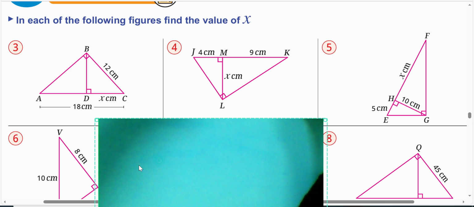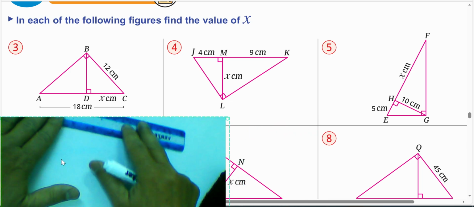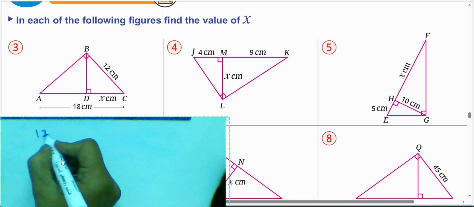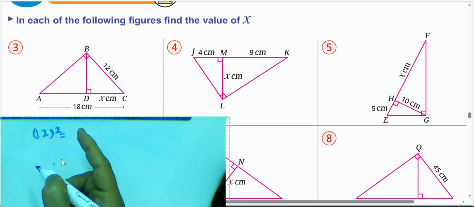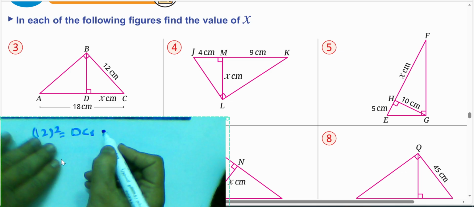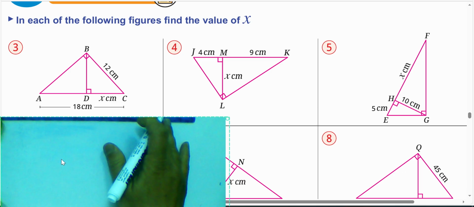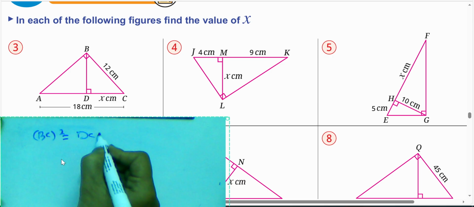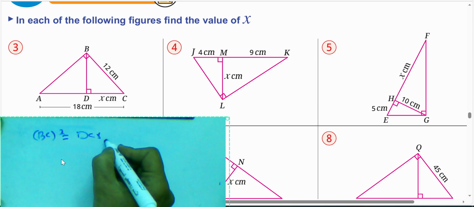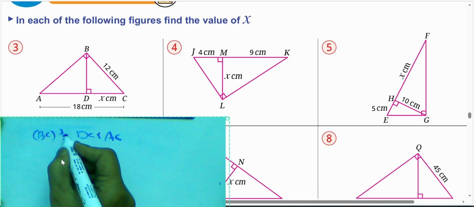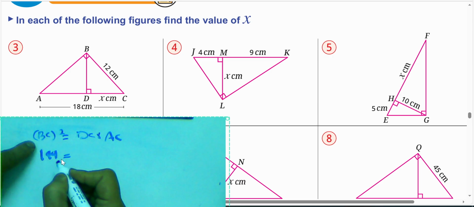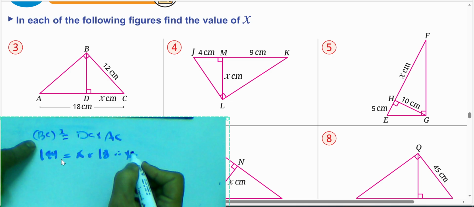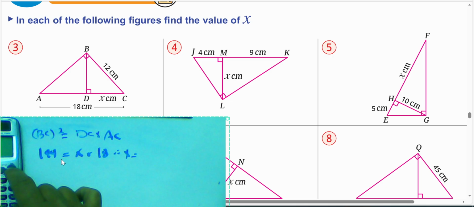Number 3. Find x. We can solve this example from Euclid's theorem. We have 12 power 2 equals the projection DC times the hypotenuse, or you can raise the rule. I will raise the rule to understand first. We have BC power 2 equal to DC product by hypotenuse EC. Then x power 2, that is BC power 2, 144, 12 power 2 equal DC x product by 18. Then x will be 144 divided by 18.